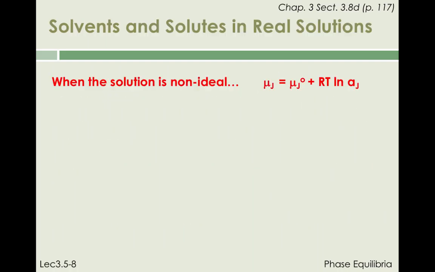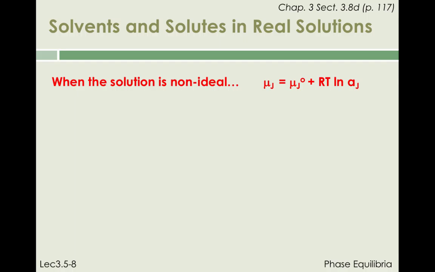On the preceding slide, we introduced the concept of activity for solvent and solutes when they obeyed Raoult's and Henry's law, respectively. However, we also indicated earlier in this lecture that when a solution is not very dilute, then the solvent does not follow Raoult's law and the solute does not follow Henry's law. So, how can we define the activities and express the chemical potentials for solvent and solute under these conditions?